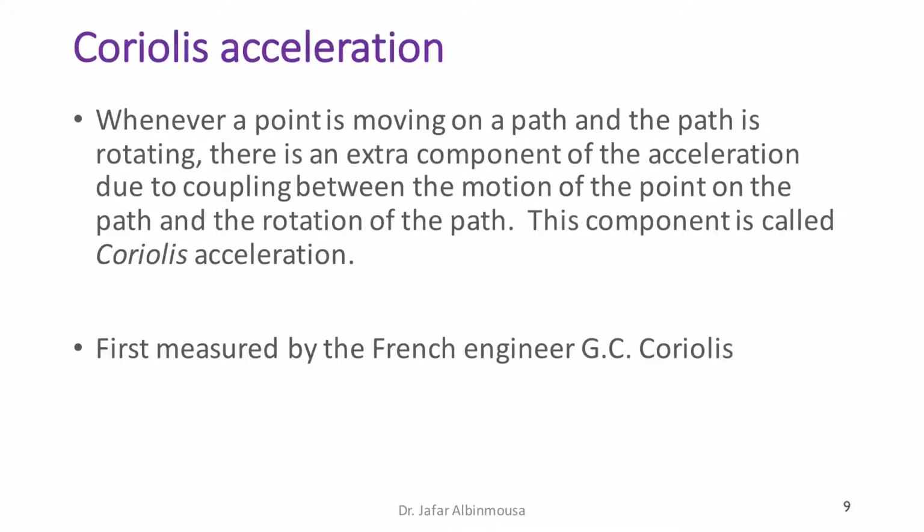This component, if you go check it from the previous equation, I'm going to write it down here for you, is 2 capital omega cross V_B with respect to A as measured from the local coordinate system, small x, small y, and small z. This component is named after Coriolis, a French engineer who was the first to measure it.